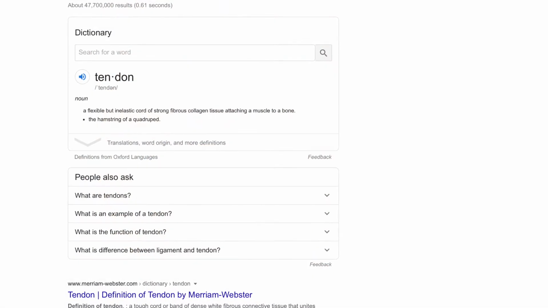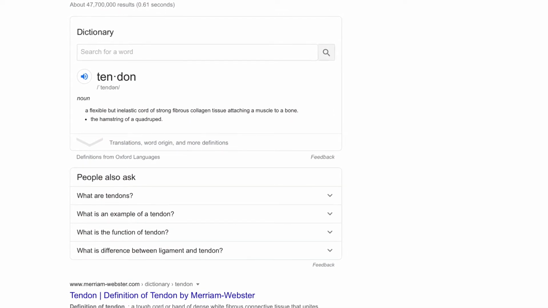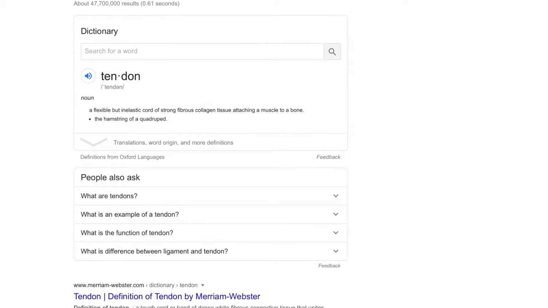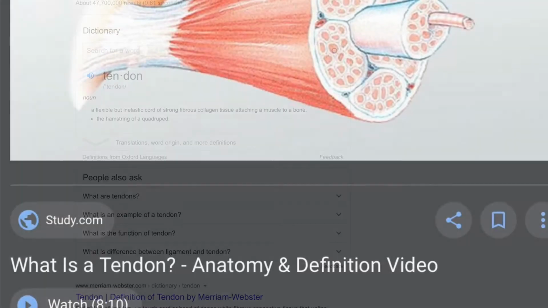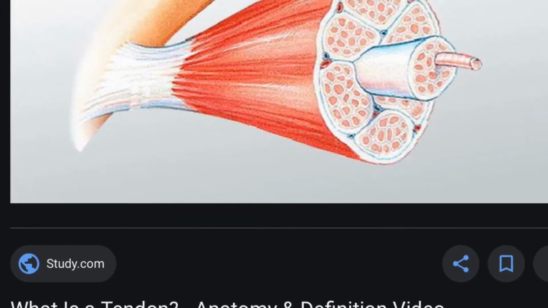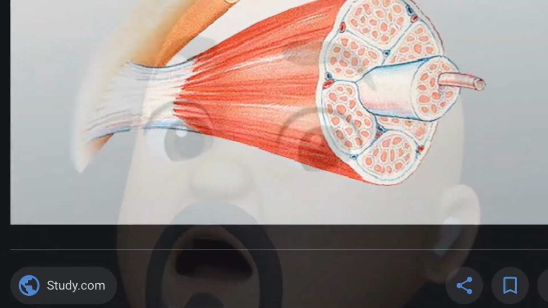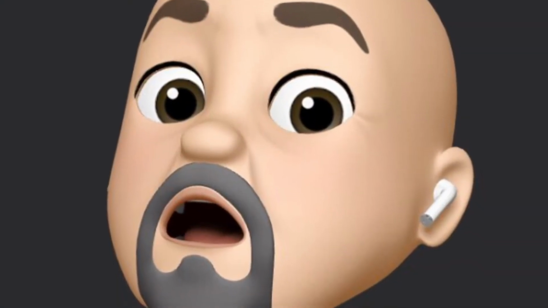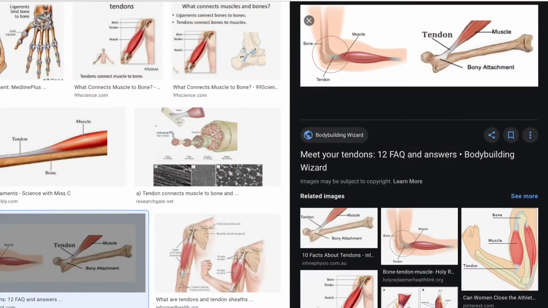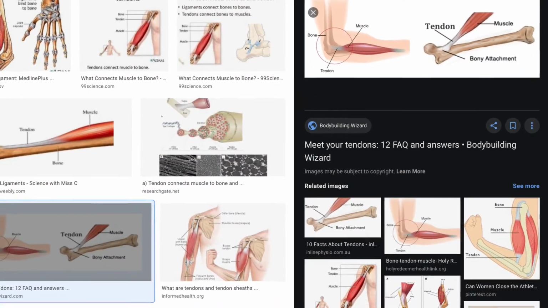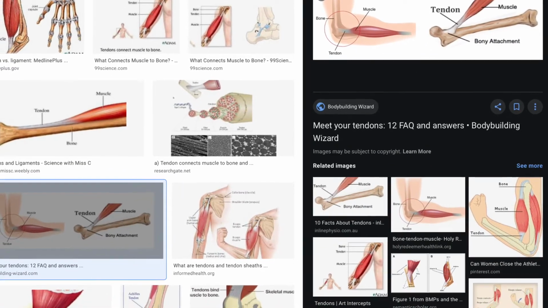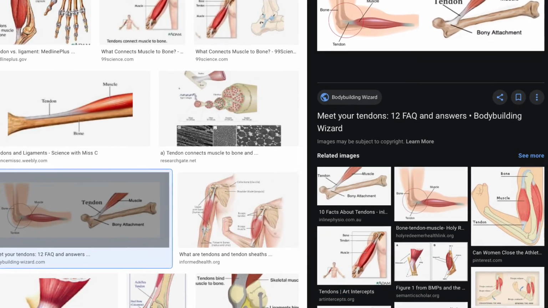The dictionary definition of tendon is a flexible but inelastic cord of strong fibrous collagen tissue attaching a muscle to a bone. Sounds complicated again, right? So let's simplify it. Let's take a look at these pictures. Simply put, tendons connect muscle to bone.